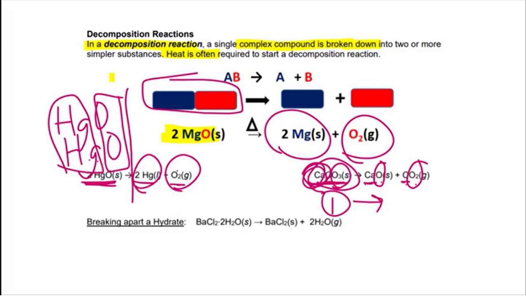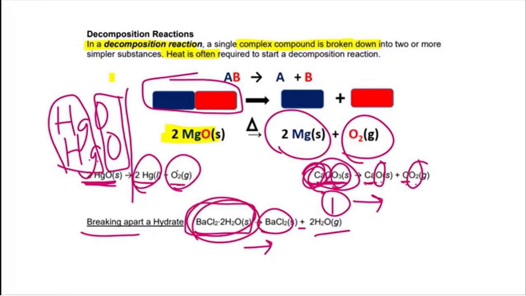Then, opposite to forming a hydrate, we can break apart a hydrate. So now we're going to look at that barium chloride dihydrate, and we're going to break it into barium chloride and water. So we're just doing the reverse. We're breaking apart this one hydrate into what made it up.